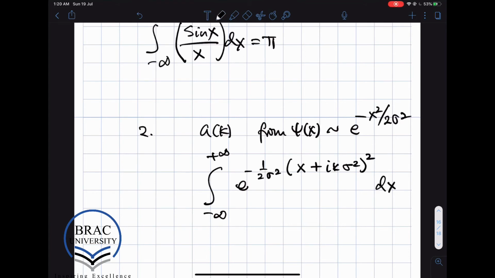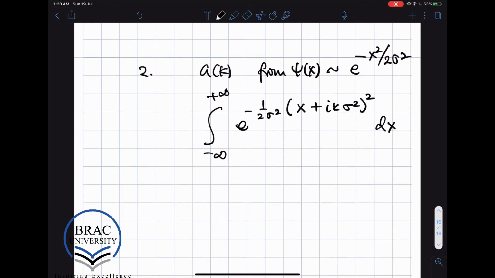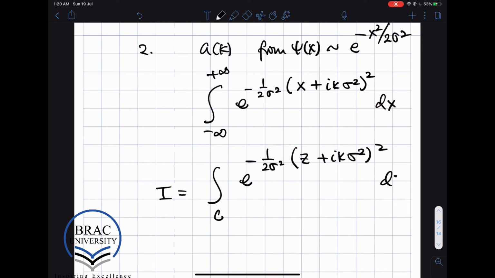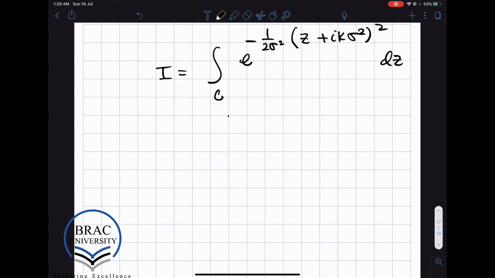So the question is, can you still do a Gaussian integral? Can you just use the result of the Gaussian integral that you probably know? There is no guarantee. That's the answer. So to do this, you actually have to do this carefully. Let's look at the complex integral over some contour, which I will specify in a minute. So e to the power minus 2 sigma squared, and instead of x here, I get z plus i k sigma squared, dz.